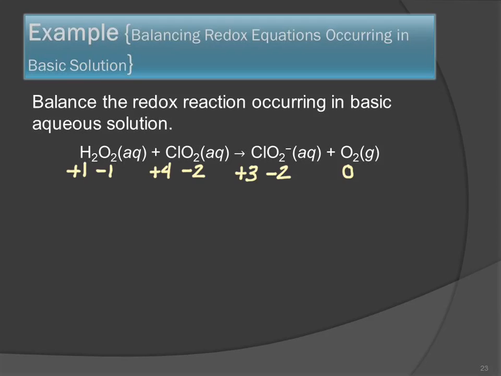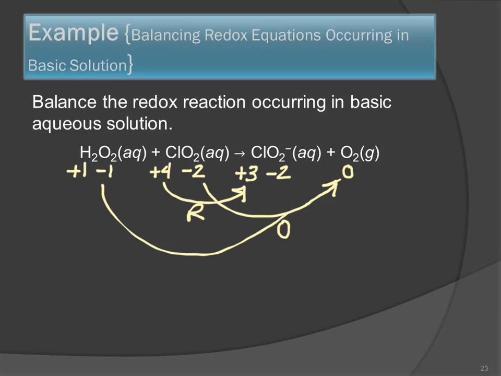So what's being reduced? Who has an oxidation number that's being reduced? Chlorine, going from 4 to 3. So that's the reduction. And what's being oxidized? We got oxygen. Oxygen's going from -1 to 0. That's oxidation. And this one is also being oxidized.